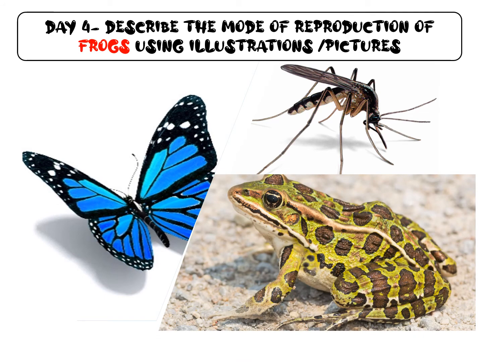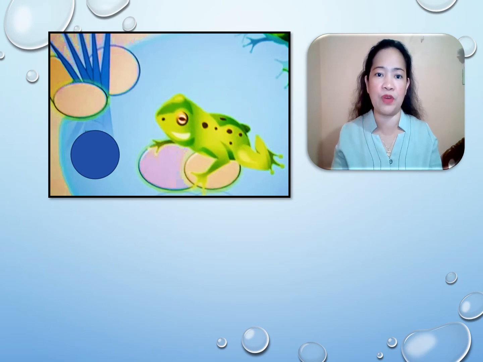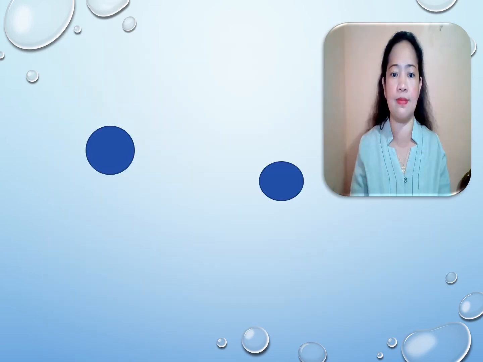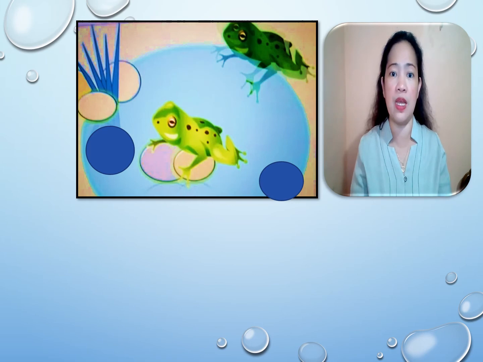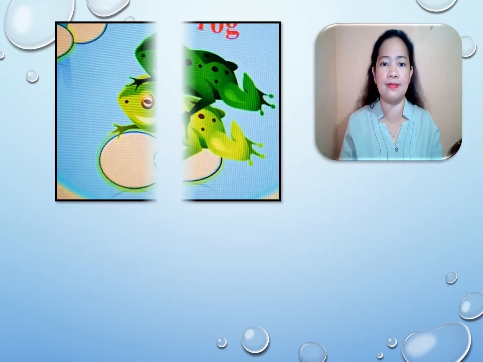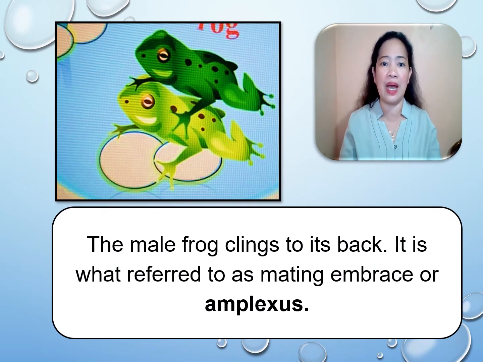In today's lesson, you will learn the mode of reproduction of frogs using illustrations and pictures. At first, the female frog called to its mate using a special code by croaking. Then the male frog leaps its way to a pond or pool of water with a female frog. The male frog clings to its back. It is what's referred to as mating embrace or amplexus.